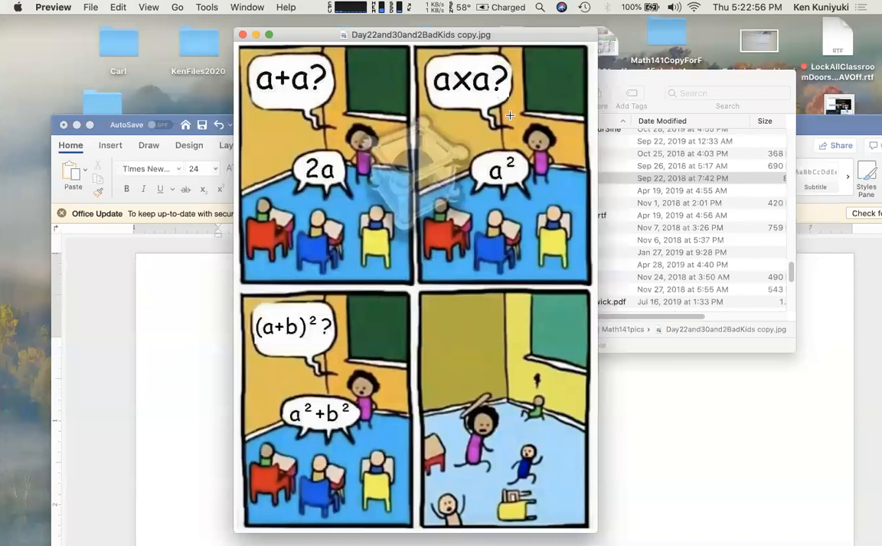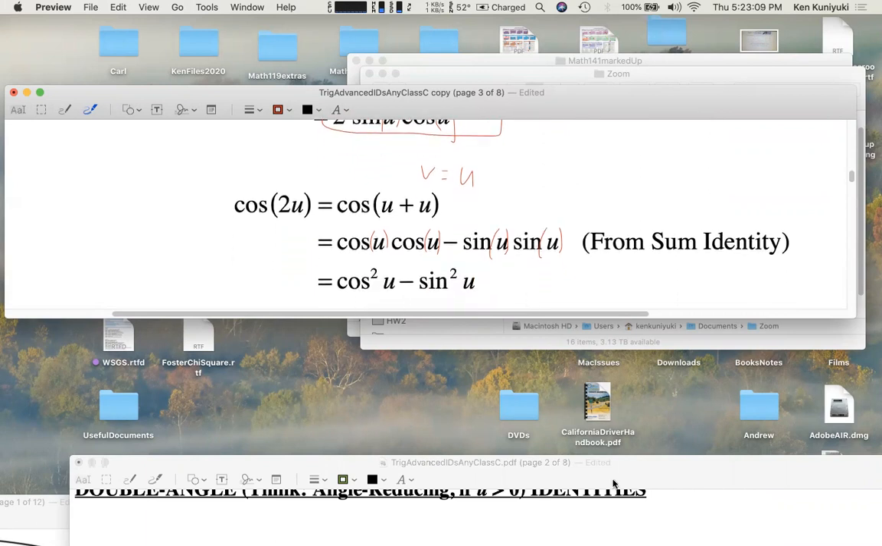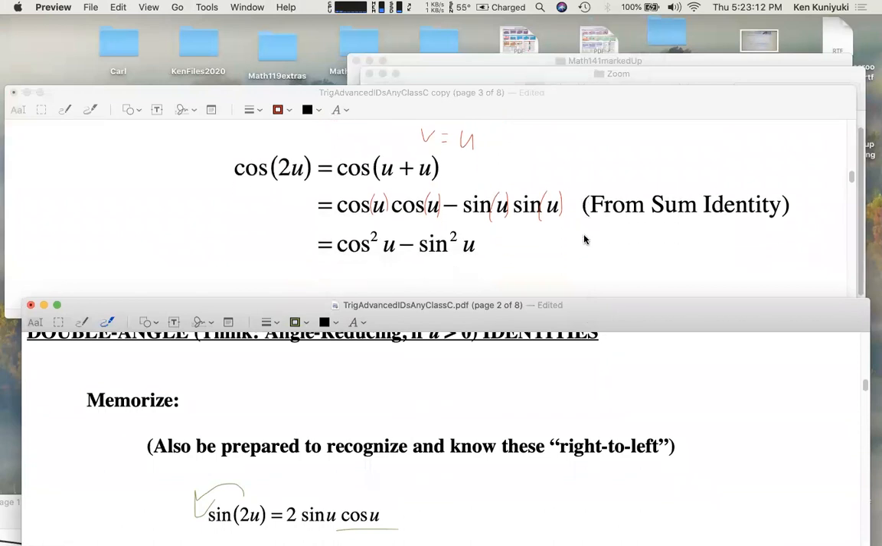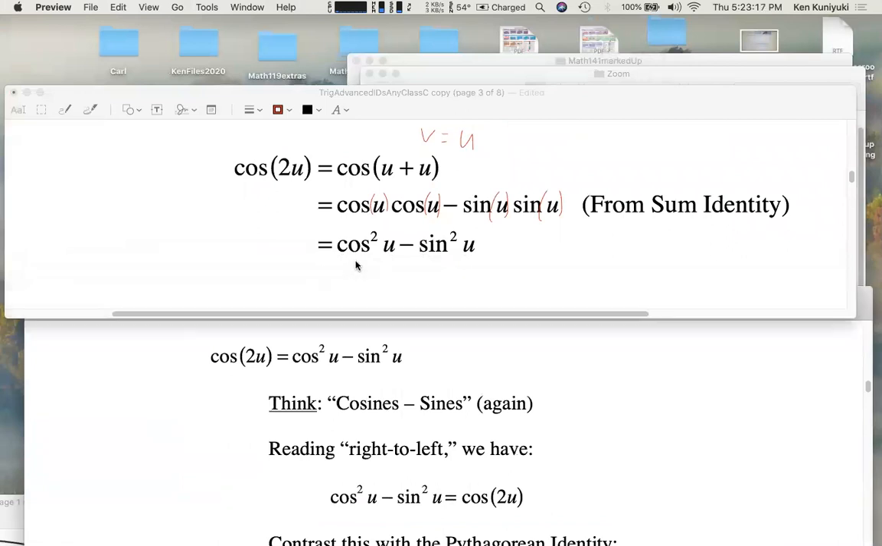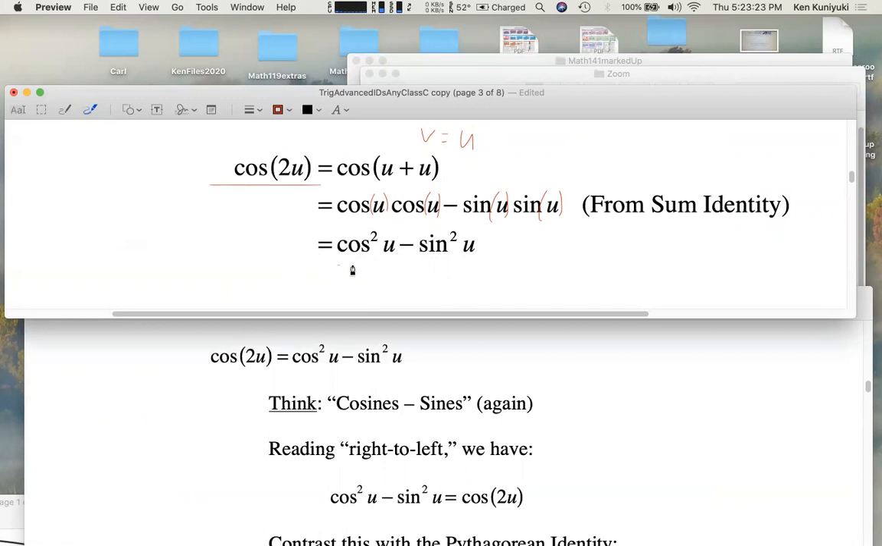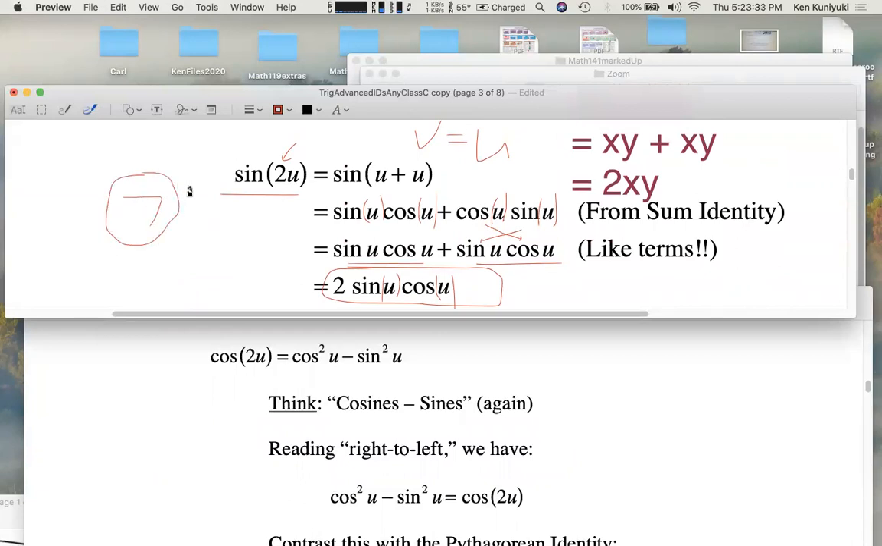Let's go back to this meme. What's a times a? It's a squared. What's cosine of u times itself? It's cosine squared of u. What's sine of u times itself? It's sine squared of u. So again, a way to remember this, you can still think of this as basically the cosines minus the sines. But here they're squared. Cosine squared of u minus sine squared of u. Cosine of 2u equals cosine squared of u minus sine squared of u. We can call this identity number 8. The one up here is number 7. Not that we really have to care.